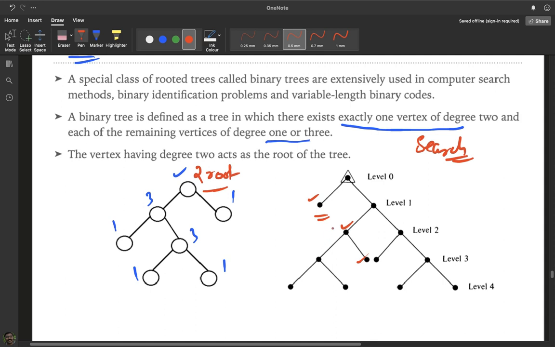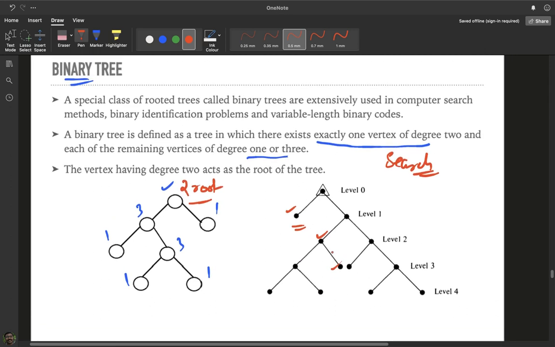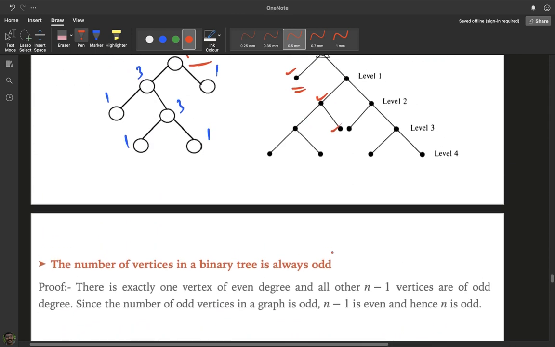So basically these types of binary trees are used to model search algorithms, like binary search algorithms, and we'll see that later. I hope it is clear what we mean by a binary tree. Now let us see some common properties of binary trees.